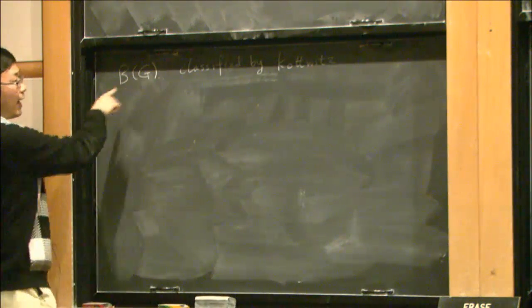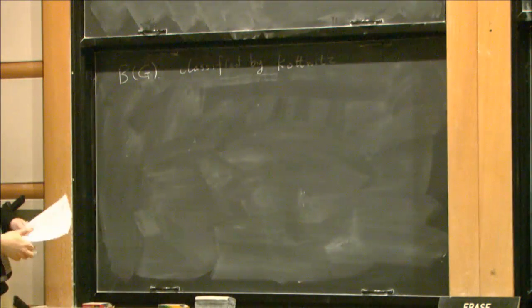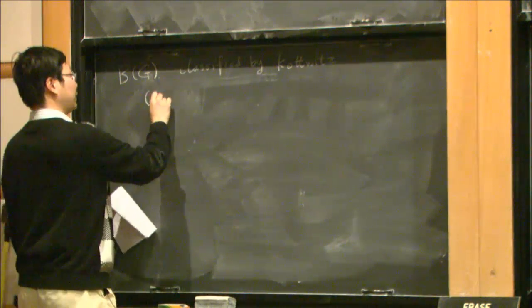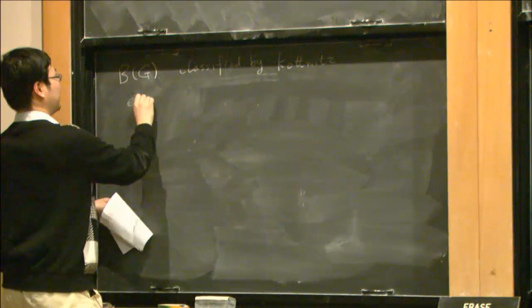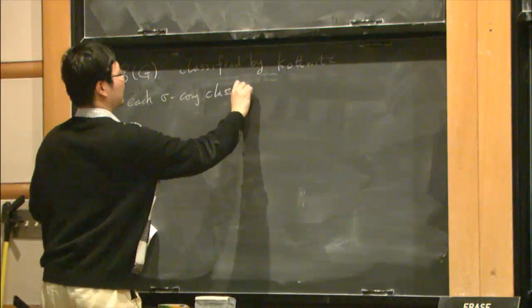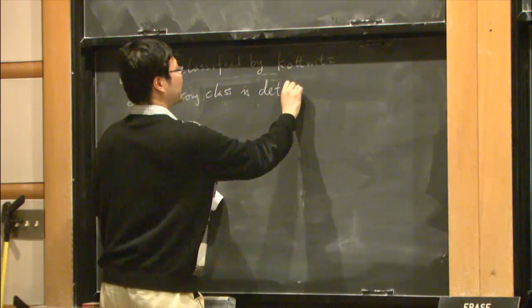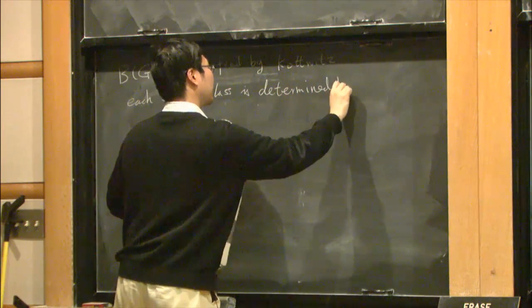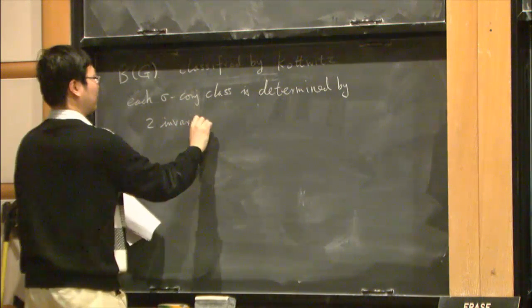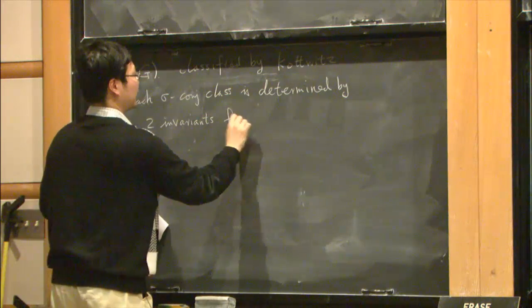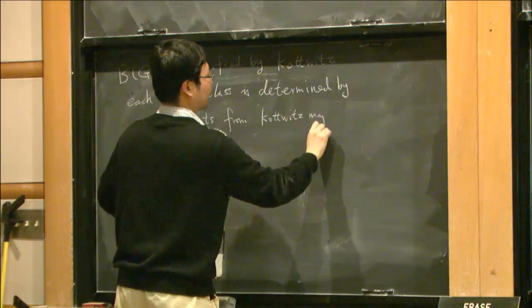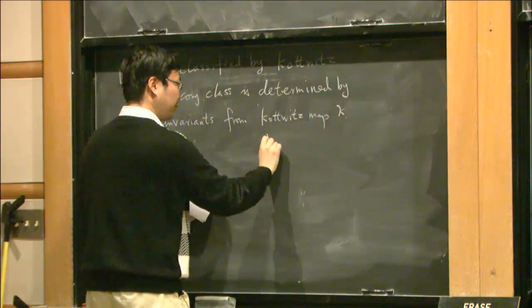So any sigma conjugacy class is determined by two invariants: the Kottwitz map, kappa, and the Newton map.